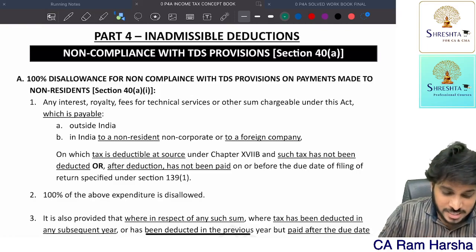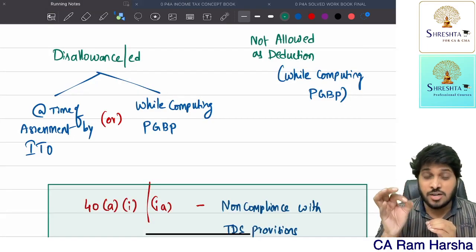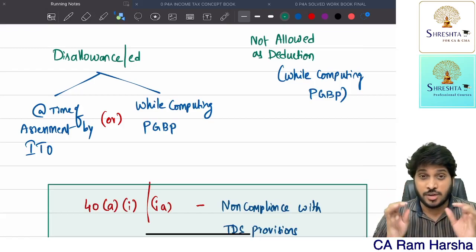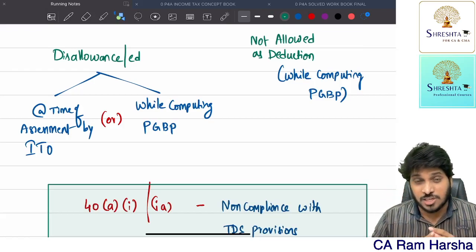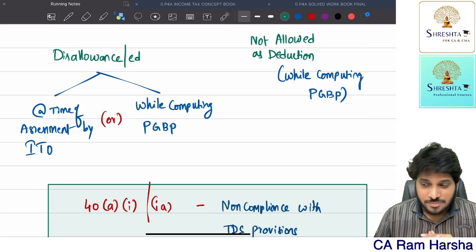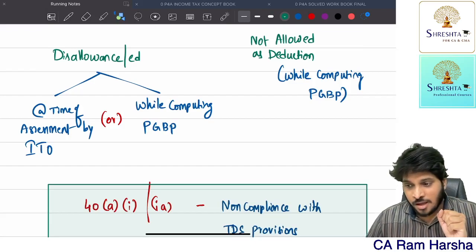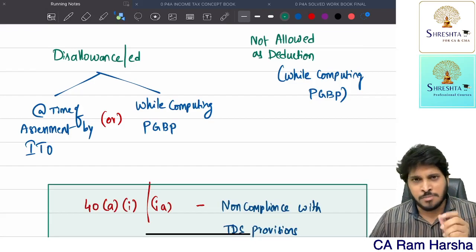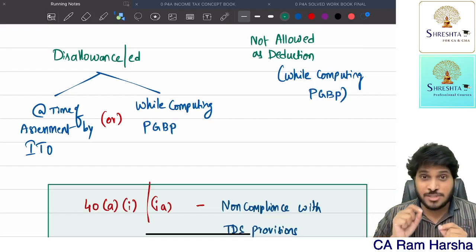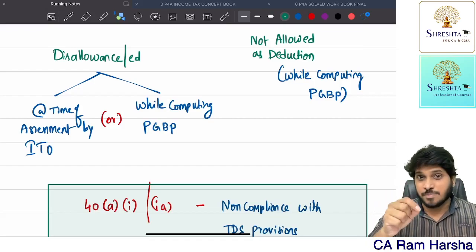Before I speak about what is there in the book, there are certain things you need to understand in order to get more command on the PGBP chapter. Majority of students, even at CA final, not only CA inter, make these mistakes when a question comes from this head of income, PGBP.